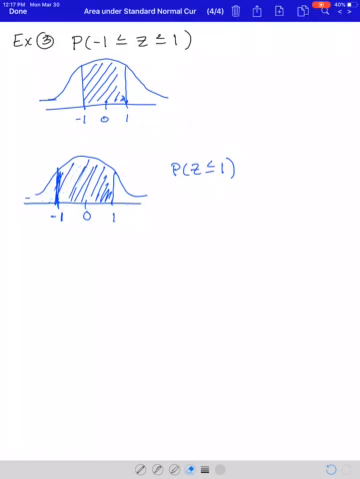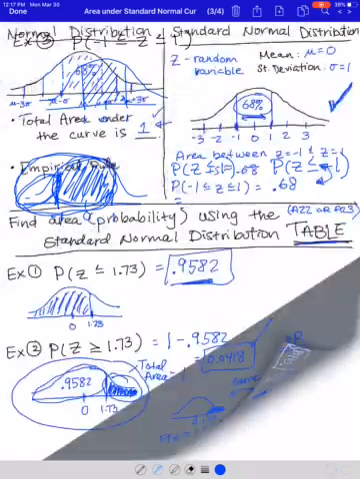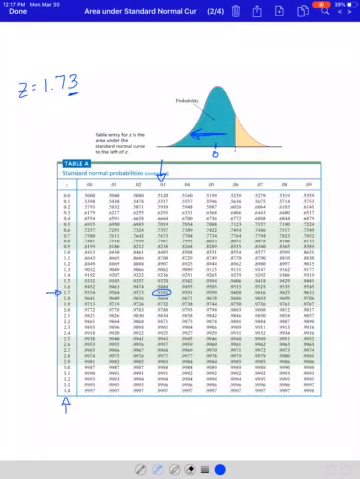So to find this area in between, I'm going to take the total area under the curve for z less than or equal to 1, and we're just going to subtract away the probability that z is less than or equal to -1. And when we do that, that's going to leave us with this area that we want. Let's see, if we do this calculation, first of all, what is the probability that z is less than or equal to 1? We can look that up in our table. So z equal to 1 is right here. My hundredths place is 0. So this is the area I want, 0.8413.